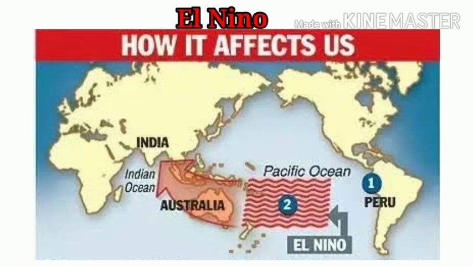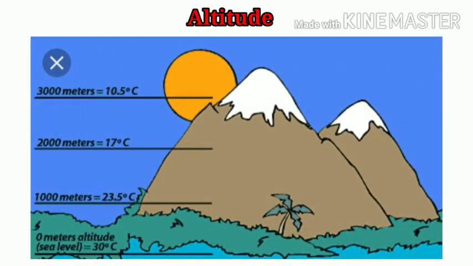Now come to the next factor, that is altitude. Altitude is generally the height. You can see on your screen a mountain, and the temperature written over there: at the bottom it is high, and then it becomes lower, lower, lower. Generally you will observe that with an increase in height the temperature decreases.